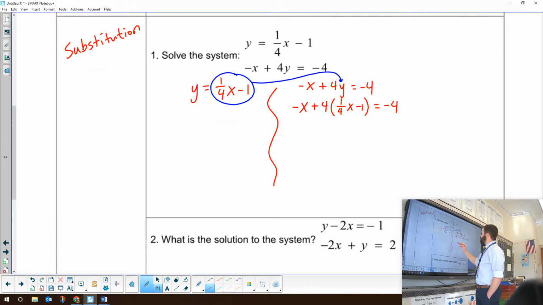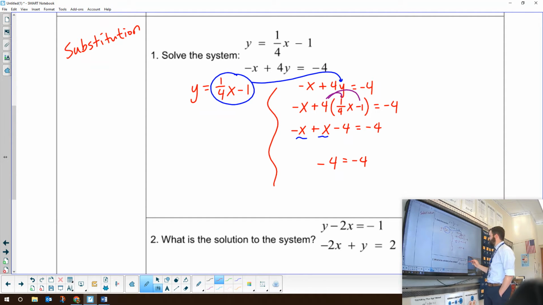Now I need to distribute that 4, so we're going to distribute that 4 to both of these. I'm going to get negative x plus 4 times 1/4 is 1, so we're going to get 1x minus 4 equals negative 4. Now I want you to see what happens here. We're going to end up with negative x plus x. Well, negative x plus x makes 0x. So whenever I combine those two, they essentially just go away. And all I'm left with is negative 4 equals negative 4.